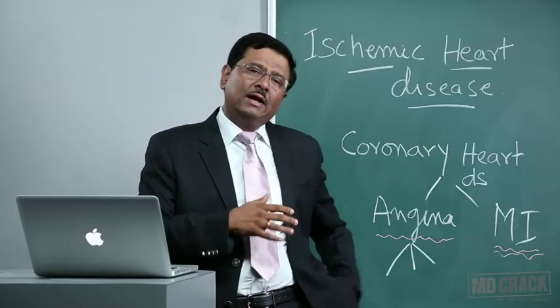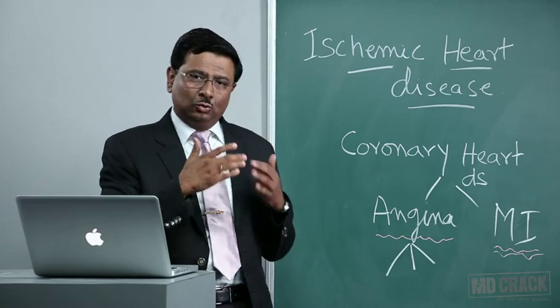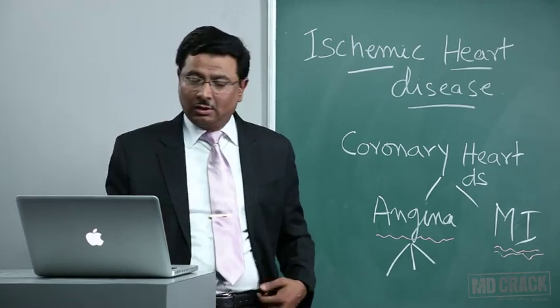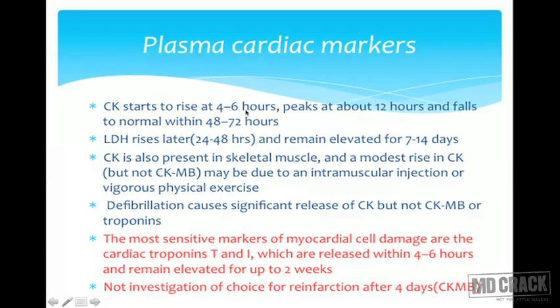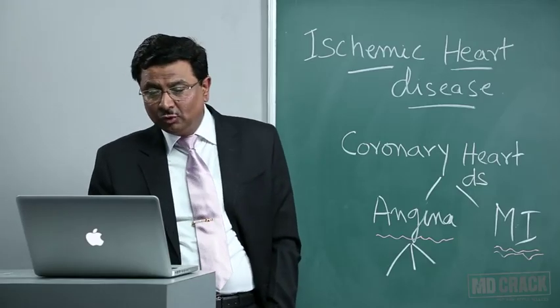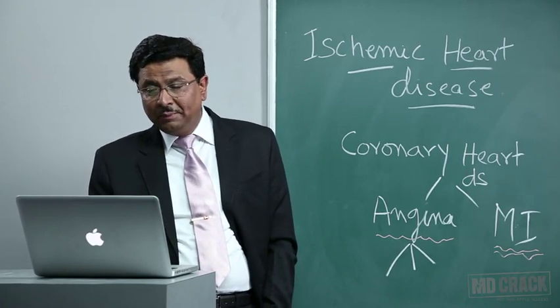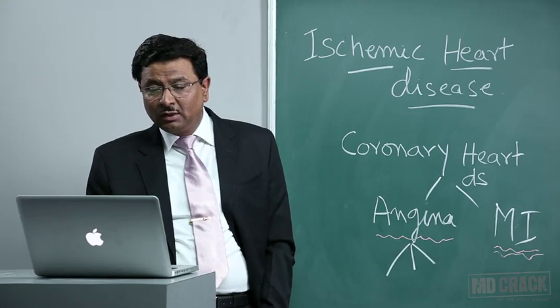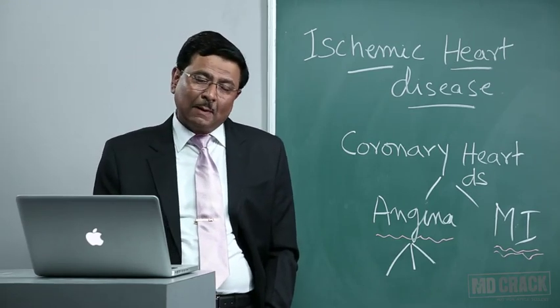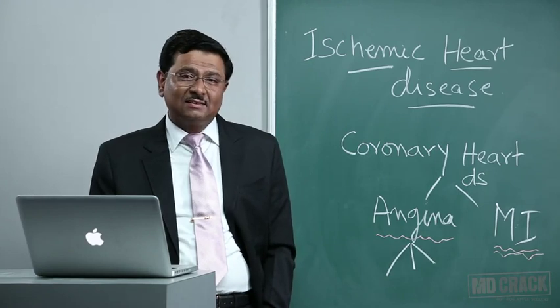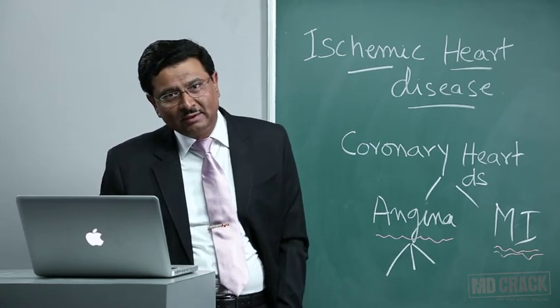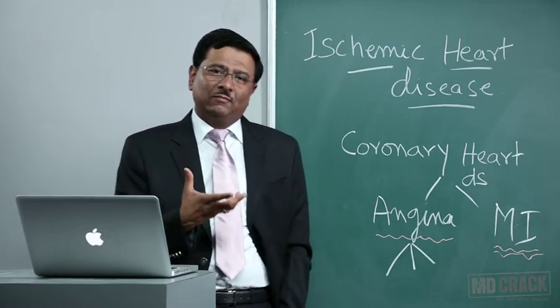So you have to admit the patient and then you have to do serial estimation to see whether these enzymes are increasing or not. Creatine phosphokinase starts to rise at 4 to 6 hours, peaks at about 12 hours and falls to normal within 48 to 72 hours. LDH rises later, that is after 24 to 48 hours, and remains elevated for 7 to 14 days. So if the patient comes to you after 72 hours, there are very less chances that you will be getting elevated creatine phosphokinase. Again, such facts can be asked to you in form of an MCQ.